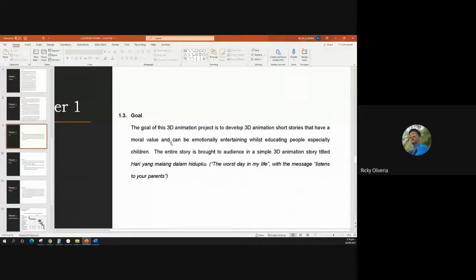Ayan. So, in here, in the example, so the goal of 3D animation project is to develop 3D animation short stories that have more moral value and can be emotionally entertaining whilst educating people, especially children. So the entire story is brought to audience in a simple 3D animation story titled The Worst Day in My Life. Okay, so yan siya. So you're just going to state ano yung goal mo.